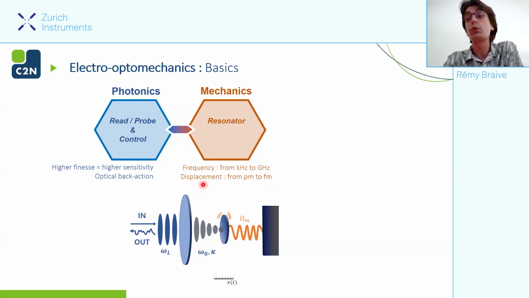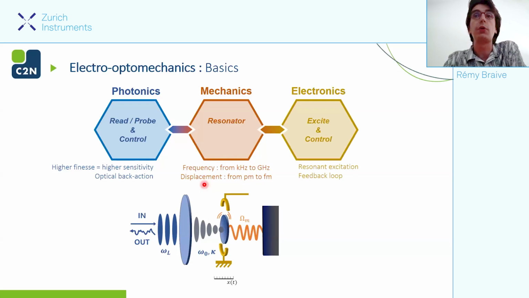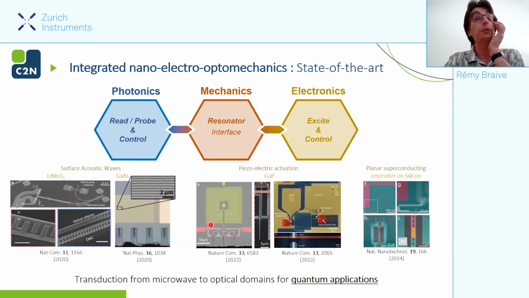What you can also add to this system is an electronic part, which will be able to excite and as well control the mechanical displacement of this resonator. And so like this, you may expect resonant excitation of the mechanical resonator, and also implement some feedback loop on the mechanics. And this is exactly this kind of system that we are using in the lab. And of course, we are not the only ones.